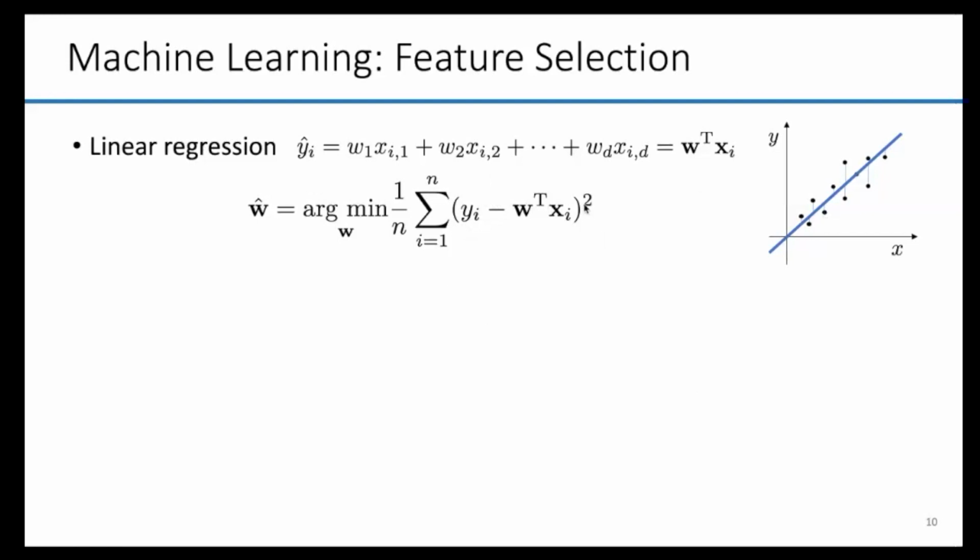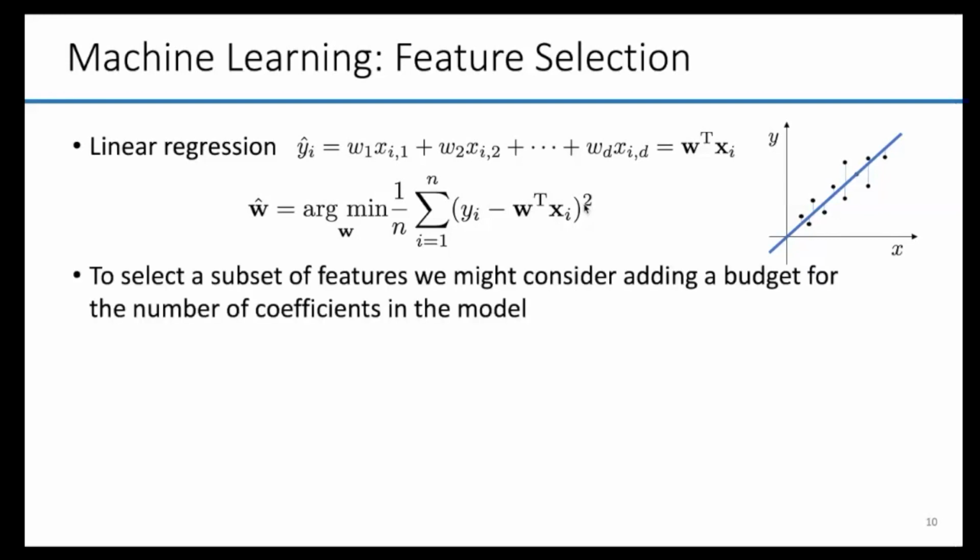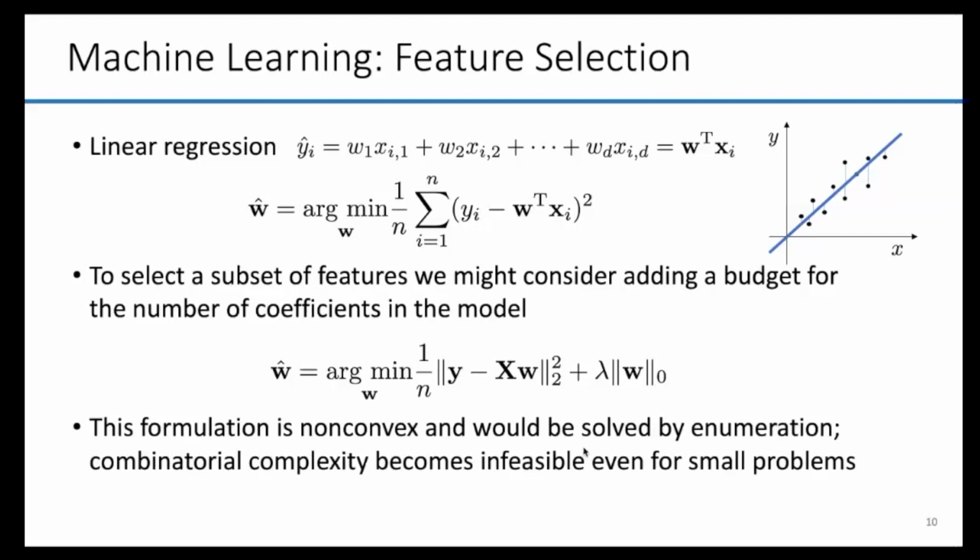So now, instead of fitting all of these coefficients, W1 through WD, we'd like to learn some subset. To select a subset, we might consider some kind of budget for the number of coefficients in our model. And we could propose this optimization problem as I'm showing here, where now we've added a penalty, which is an L0 norm, which simply counts the number of non-zero elements in our coefficient vector. This would certainly achieve the goals that we've specified, but unfortunately, this is a non-convex formulation, which we would typically solve by enumeration. And this combinatorial complexity means that it's infeasible even for relatively small problems.